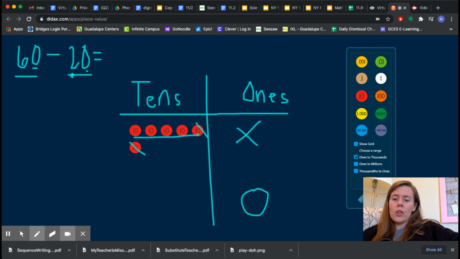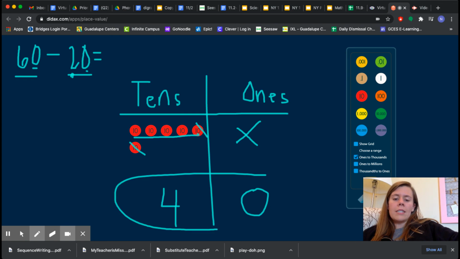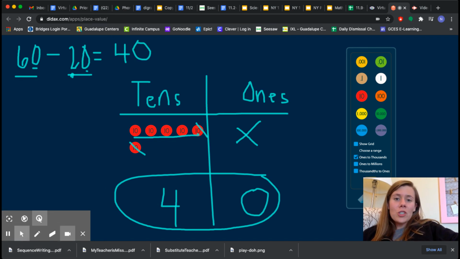10, 20, 30, 40. I'm just going to write the number 4 though, because that means there are 4 groups of 10. When I put my numbers together, it gives me 40. So I know 60 minus 20 is 40. All right, go ahead and try some with your teacher.